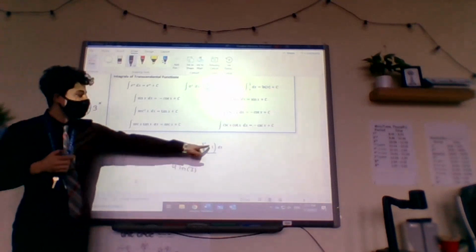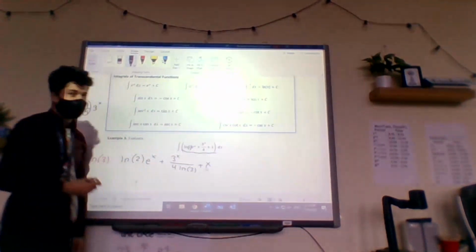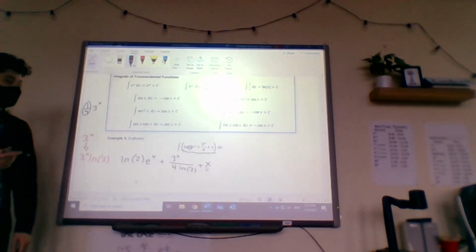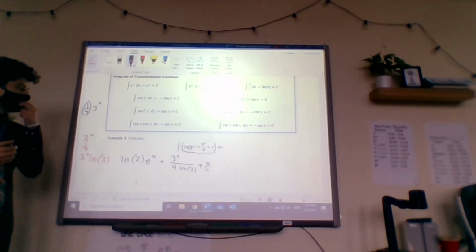All right, and then the one we all know should turn into an x when I take the antiderivative of it. Wait, sorry, so why is that ln 3, why is that under? Yeah.